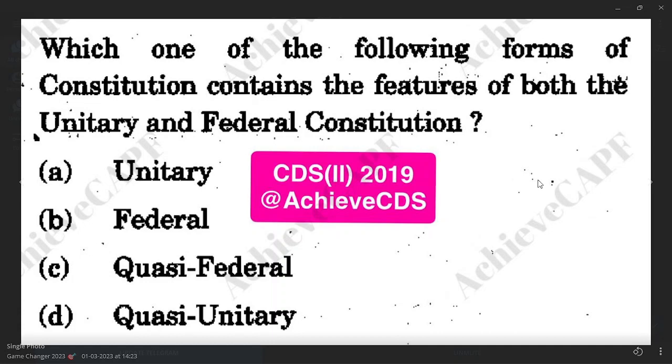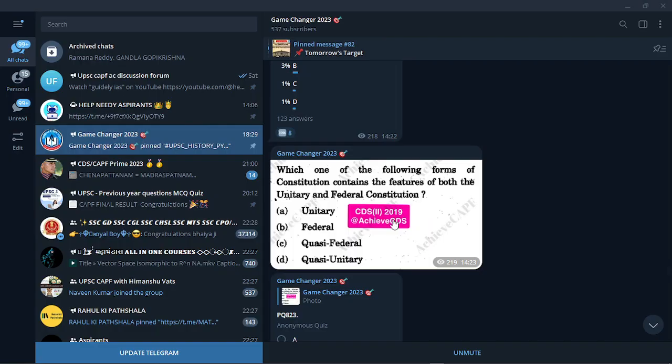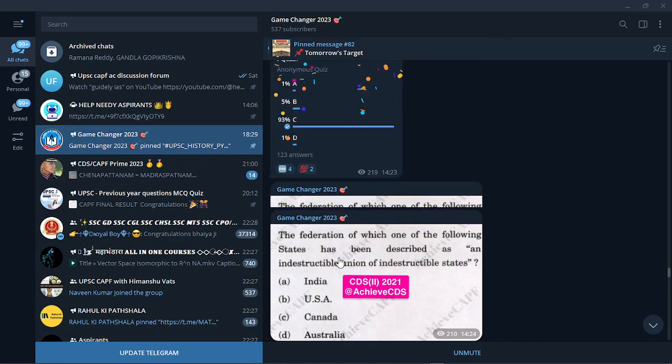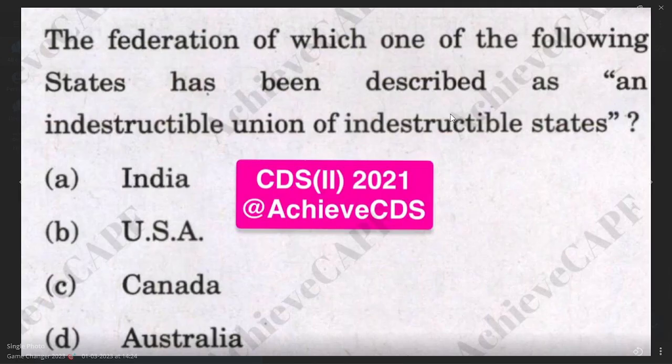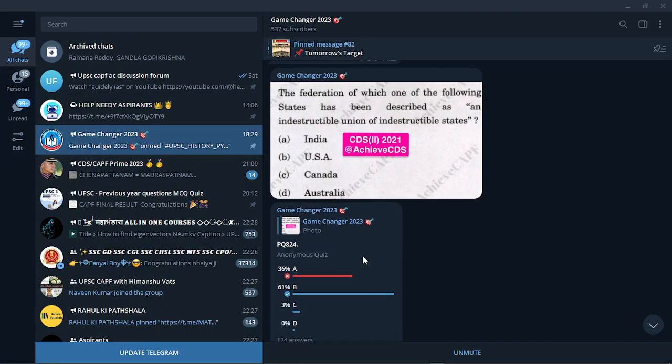Next, which of the following forms of constitution contains features of both unitary and federal? Quasi-federal. C. Next, the federation of which of the following states has been described as an indestructible union of indestructible states? India, USA. Indestructible union of indestructible states. Yes.